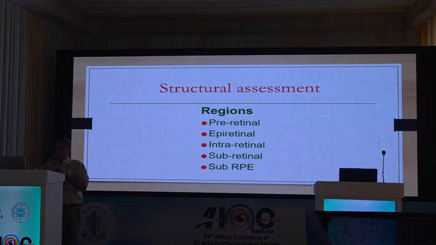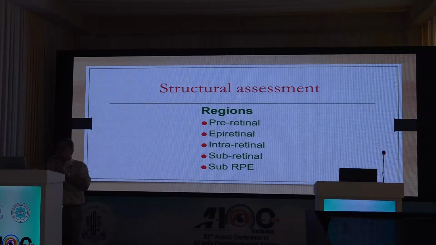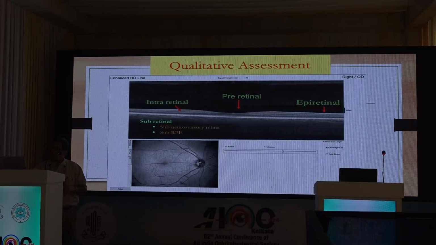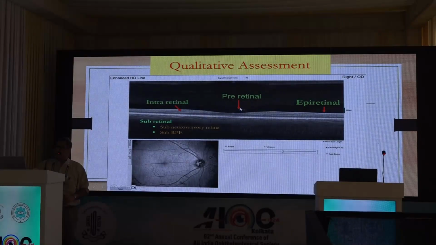What about the regions? You have the preretinal region, you have the epiretinal region, you have the intraretinal region, the subretinal region, and then finally the sub-RPE. So what do you see? The preretinal is the area above the ILM. You want to see what is happening in the vitreous there. You can see in this one, there's a PVD.